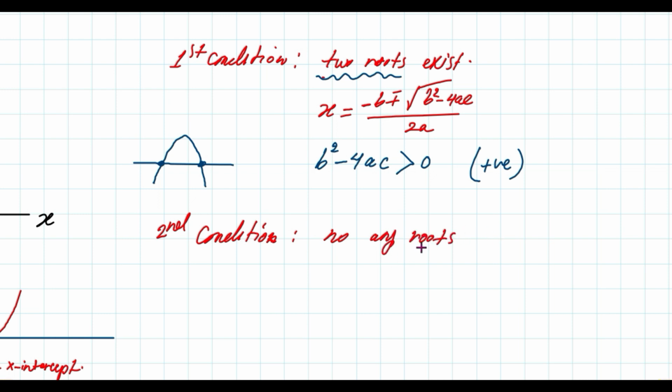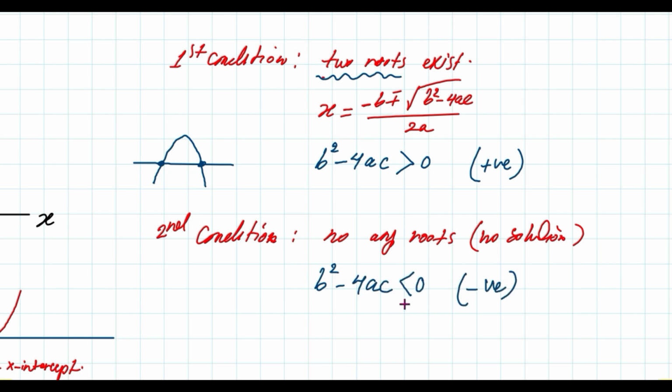When there are no roots, that means there is no real solution. When there is no solution, there is no x-intercept. If there is no x-intercept with a curve, it means the discriminant term inside the square root is negative. That's why we cannot get the square root value, because we cannot have a real value for the square root of negative numbers. So in this case, we apply this condition: b squared minus 4ac is less than 0. It means it's negative. That's why we cannot have any solution or any x-intercepts.